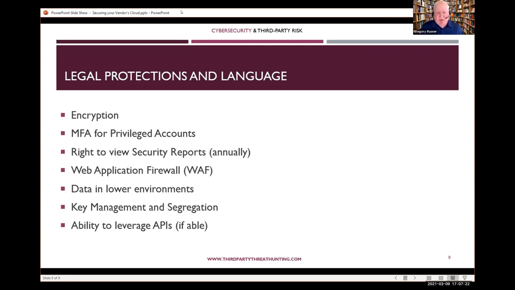An ability to leverage APIs if able. Again, you probably want some language around the ability to leverage that at some point, and you already have legal protections in the contract, so that once you decide that that's something you want to do with the vendor, you don't have to go back to the contract language and renegotiate.